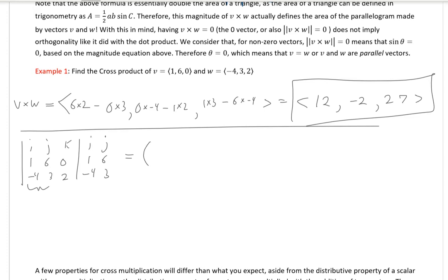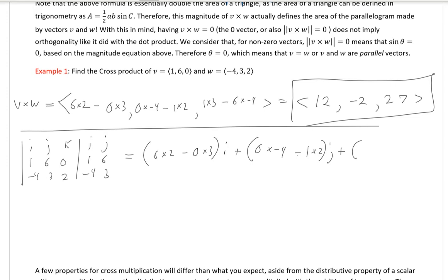i is going to give me my diagonal down and to the right. So 6 and 2. And then the diagonal over to the left, 0 and 3. And that's the first component, i. Notice that that already looks like what I did last time. And then plus, we're going to do that for j as well. j is going to be 0 and -4. And then 1 and 2. That's the second component.